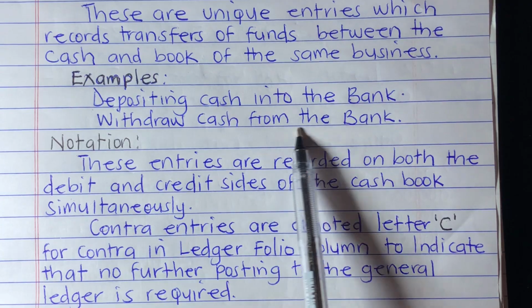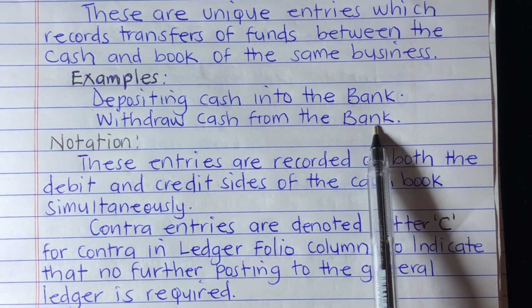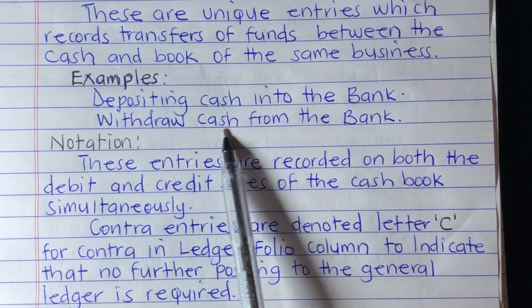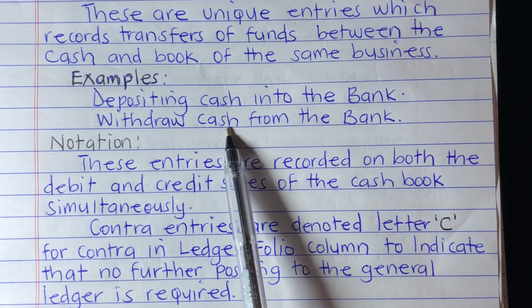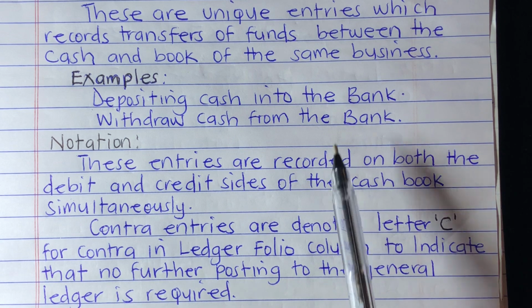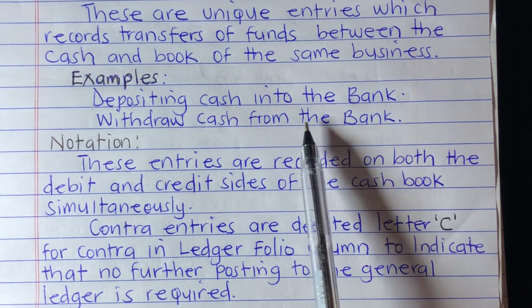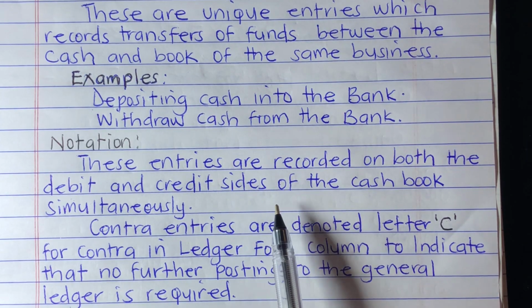Then withdrawing cash from the bank. If you withdraw cash from the bank, meaning the bank account is losing cash and the cash account is gaining money from the bank, it is recorded twice. It is completed in the cash book. It is like a double entry, but it is in cash books.